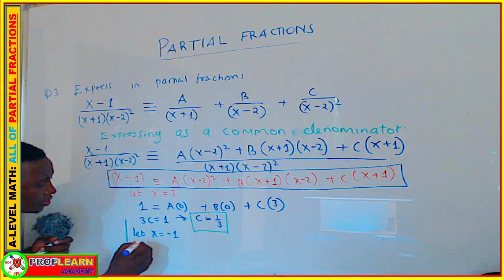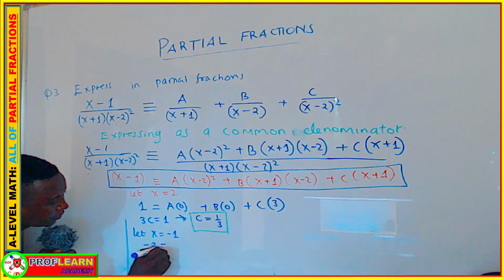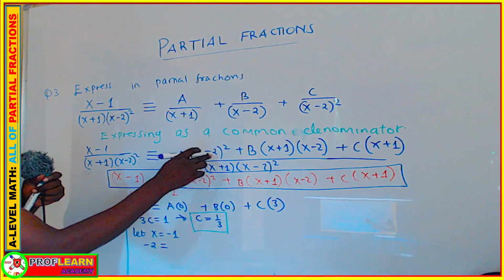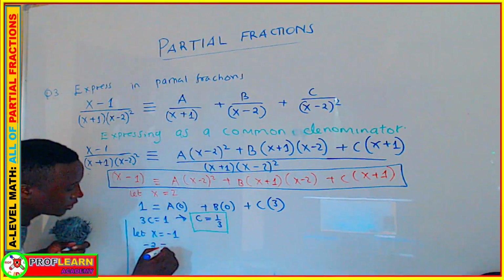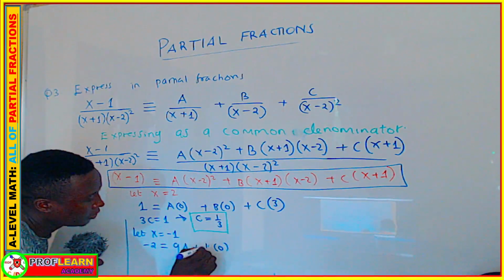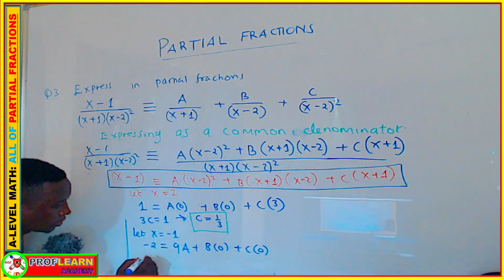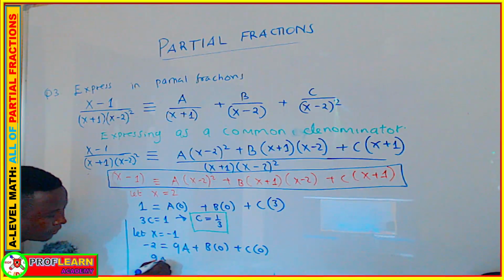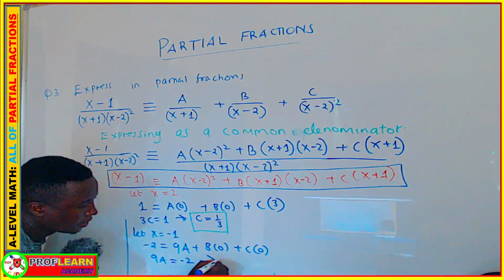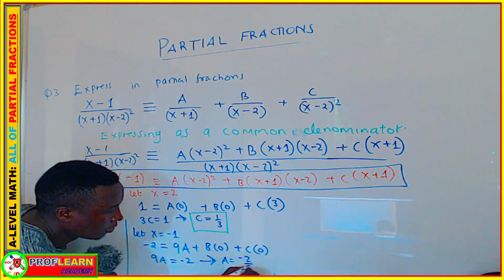So this is going to be minus 1 minus 1, which is negative 2, equal to a into (minus 1 minus 2), that is minus 3 squared, which is 9a, plus b into 0, and plus c into 0. So this translates to 9a equals negative 2, which implies that a is negative 2 over 9.